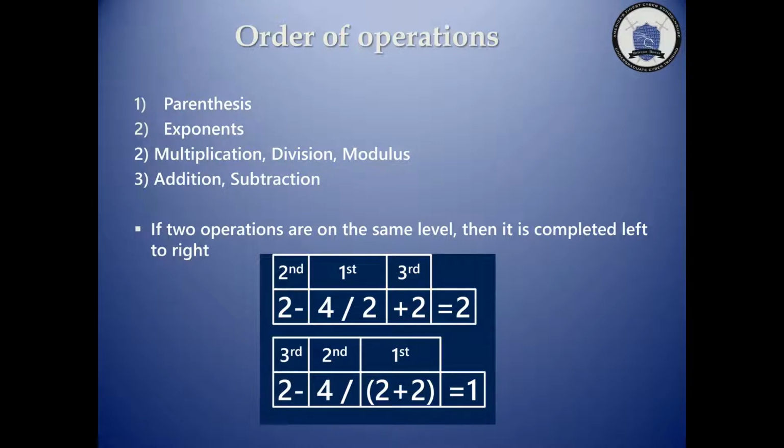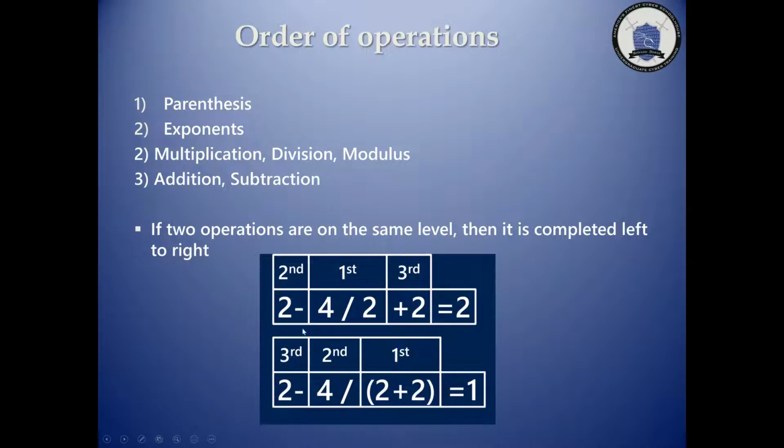And PowerShell also follows that order of operations. So again, it's really important that you understand what PowerShell is going to do if you have mathematical operations all in one line. For example, on this one, we have 2 minus 4 divided by 2 plus 2. In this case, what is it going to do first, second, and third?